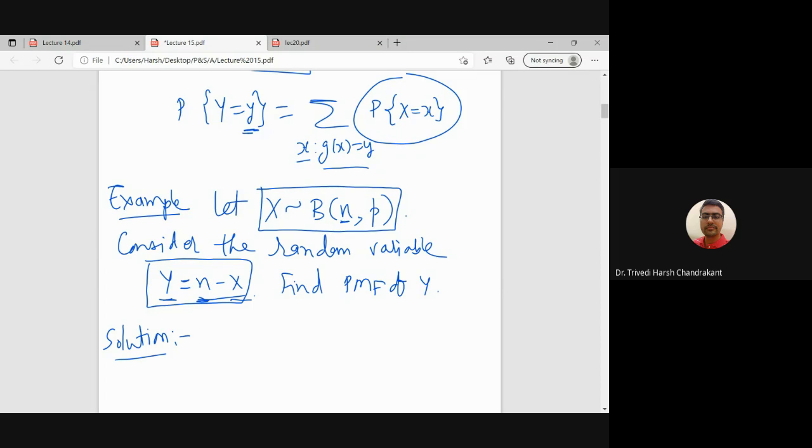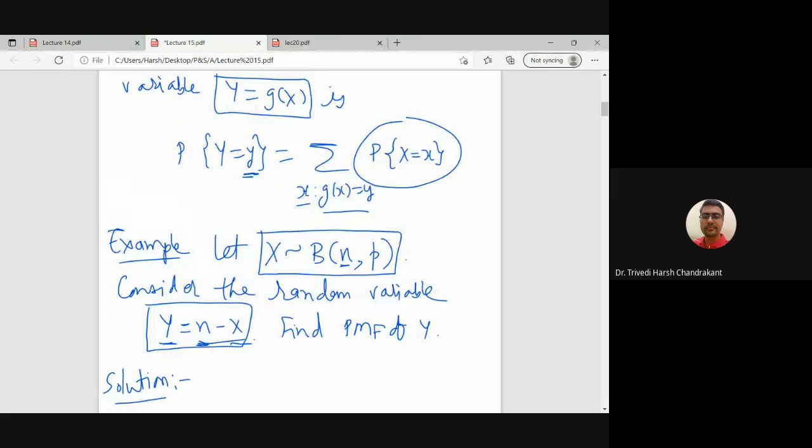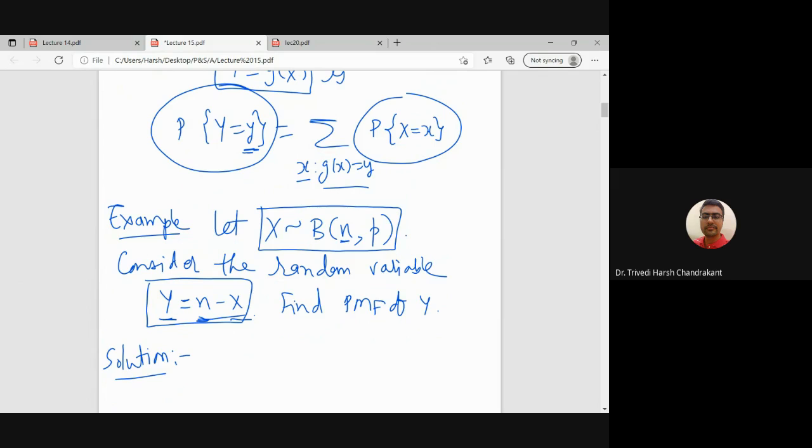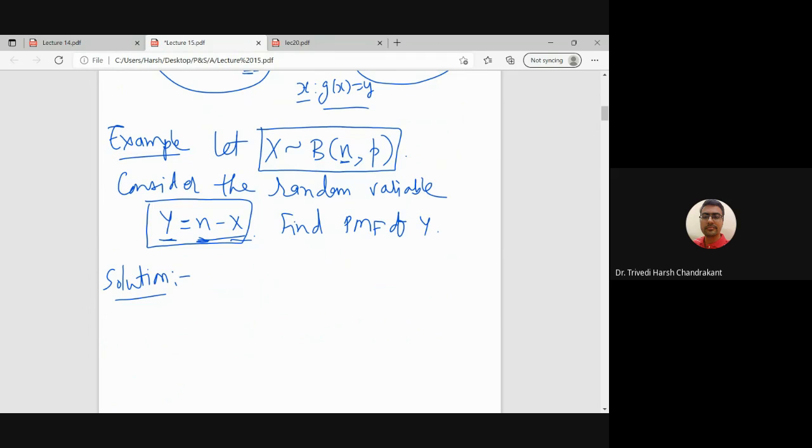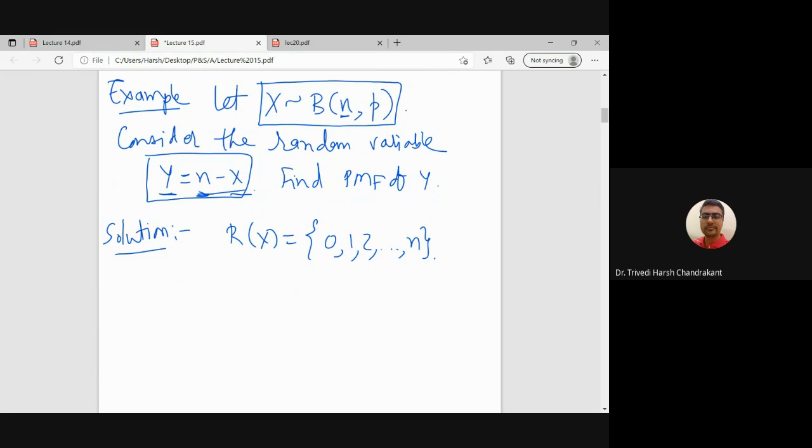To find the PMF, we need to find the probability of Y equal to all possible values in the range of Y. We know that X is binomial. The range of X is the number of heads we are getting, either 0 heads, 1 head, 2 heads, up to n heads. Because we are tossing n times, all possibilities are 0, 1, 2, up to n.